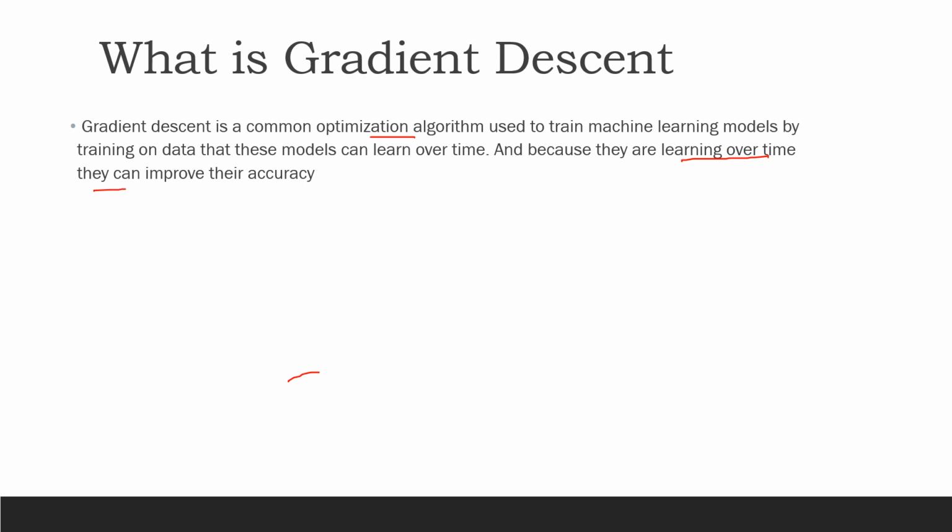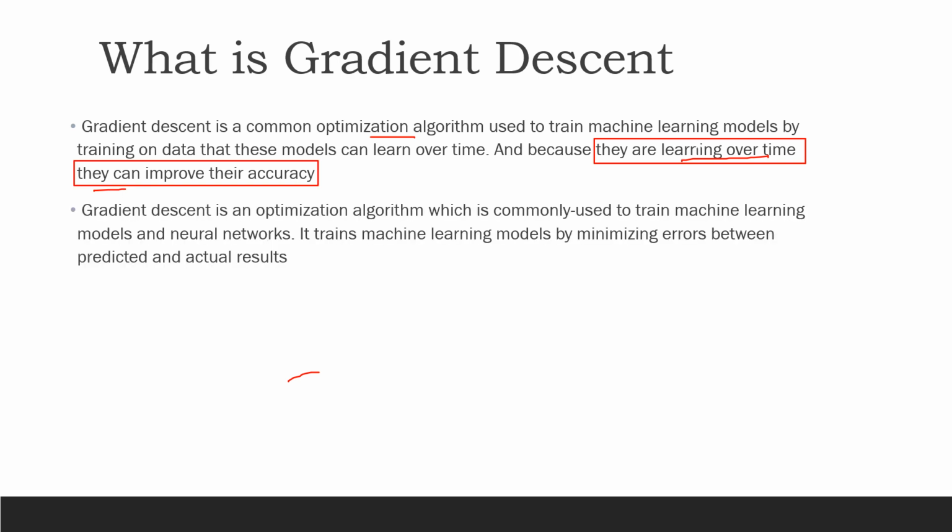and we can define how gradual this process will be, and we can customize that, and that has its own advantages, which we will explain further in this presentation. Another definition: gradient descent is an optimization algorithm which is commonly used to train machine learning models and neural networks. It trains machine learning models by minimizing errors between predicted and actual results. So it is minimizing that cost function RSS.